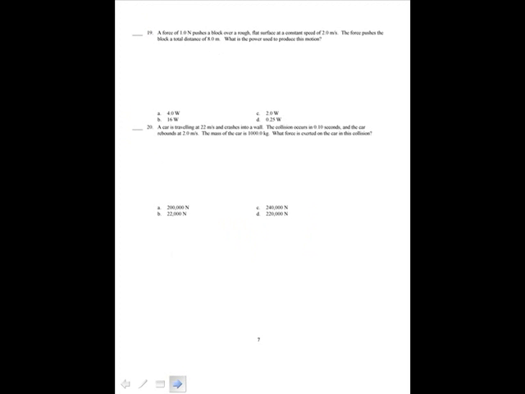A force of 1 Newton pushes a block over a rough flat surface at a speed of 2 meters per second. The force pushes the block a total distance of 8 meters. What is the power used to produce this motion? Power is equal to work over time, which is force times distance over time. The force is 1 Newton. The distance is 8 meters. The time: it travels 8 meters at 2 meters per second, so it's going to require 4 seconds to do that. So this gives me 2 watts.